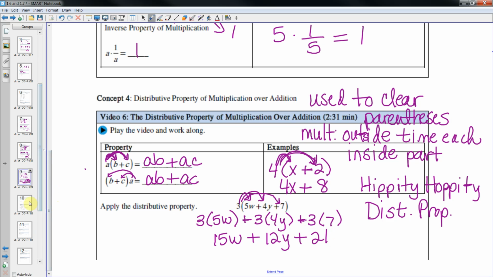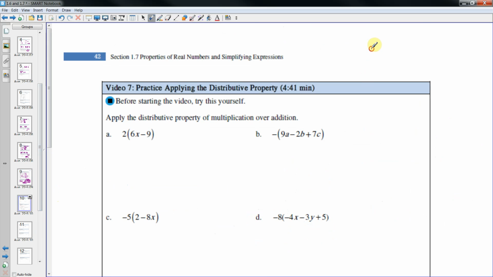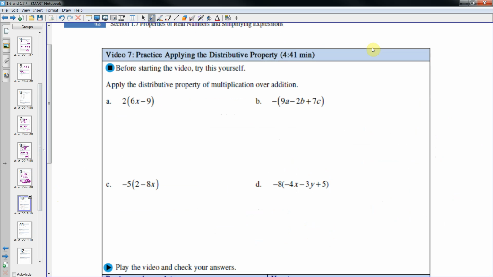Okay, let's go to the next page. Let's practice some more. Again, you're going to see a lot of hippity hoppity distributive property. So 2 times 6x, and then 2 times -9. 2 times 6x, and then minus 2 times 9. I just go ahead and put the minus sign. I carry it down in front. So 2 times 6x will give me 12x, minus 2 times 9 is 18.